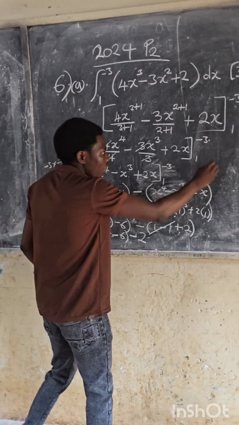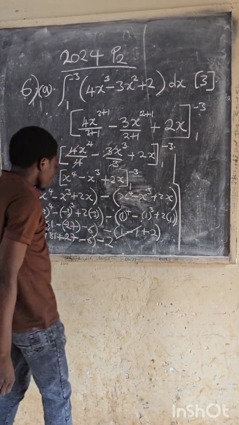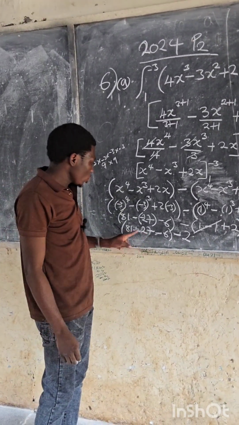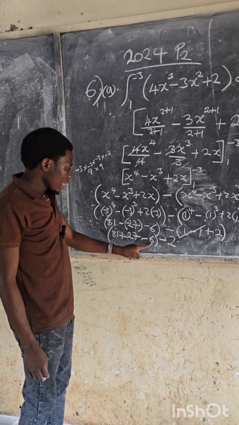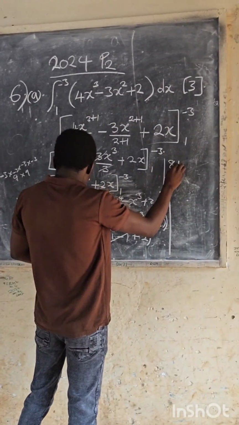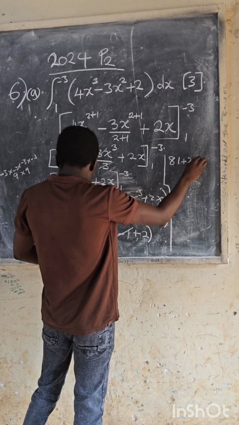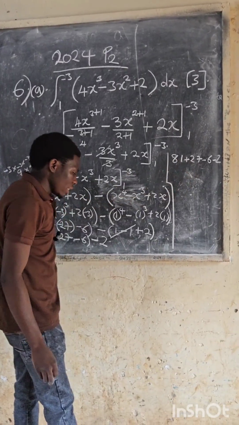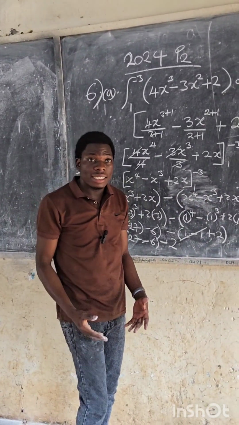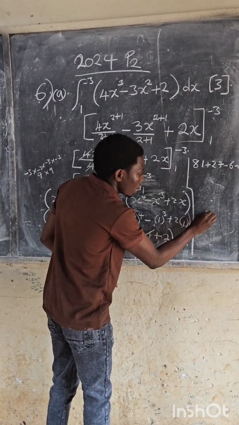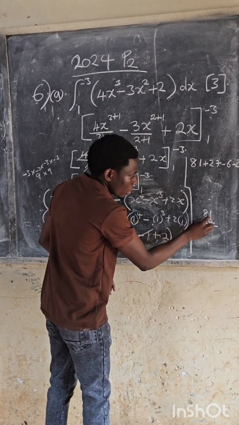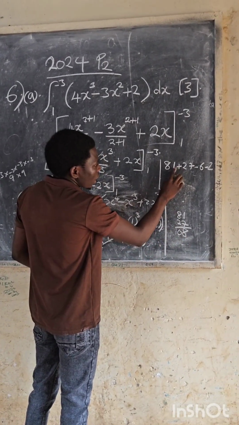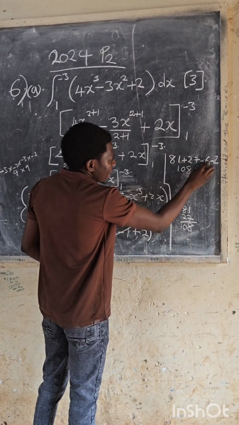Now let me write here so that we simplify our answer. Remember, we are going to use BODMAS. We have 81 plus 27 minus 6 minus 2. So we add 81 plus 27. Adding the two numbers is actually very simple: 81 plus 27 gives you 108.